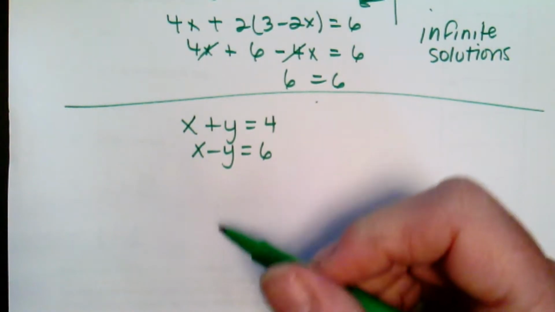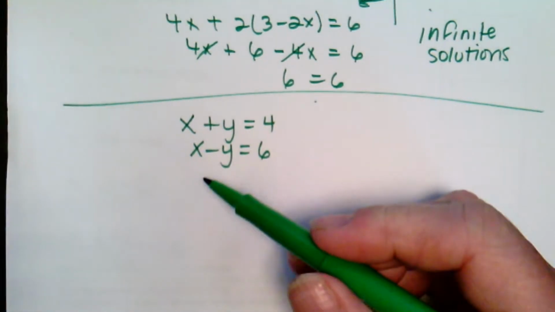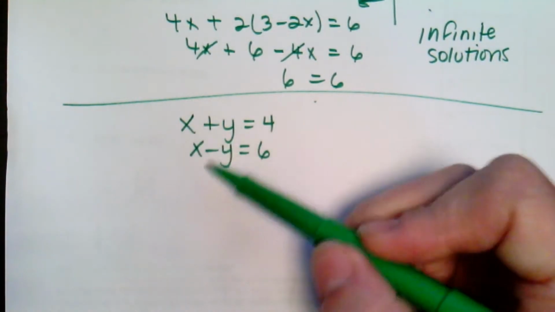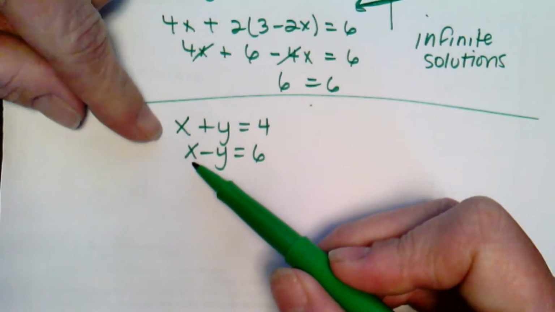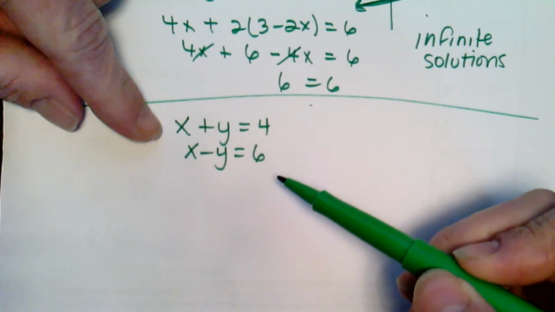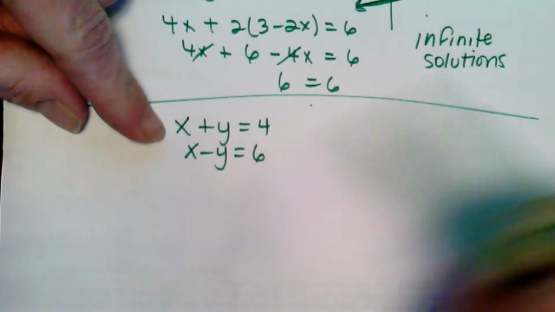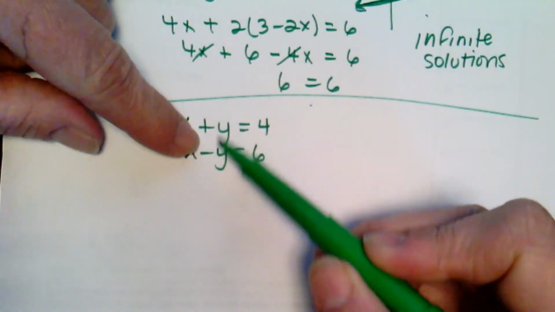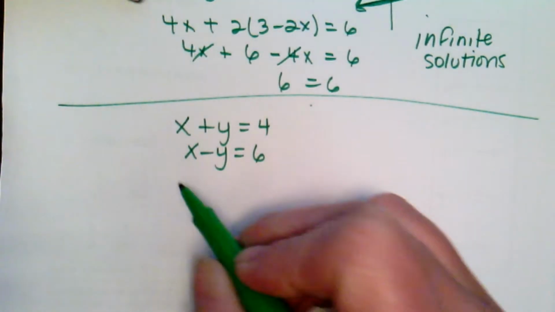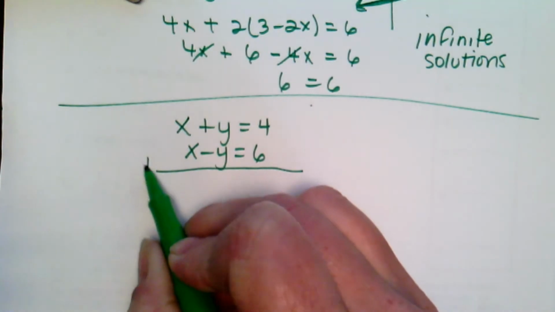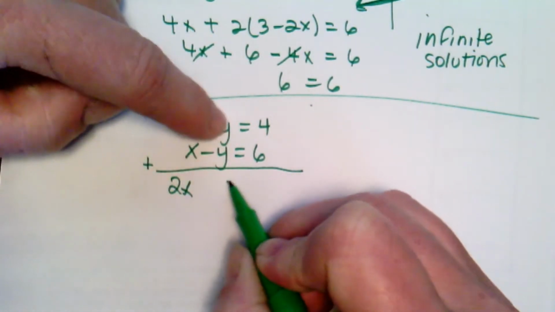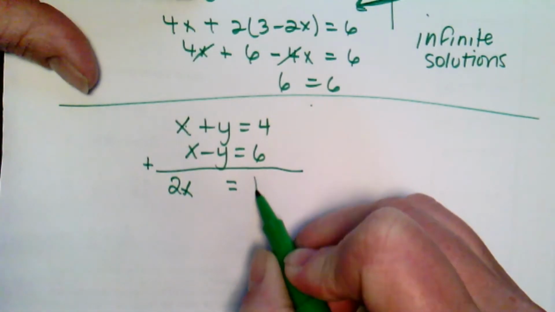Alright, so with the addition method, you're trying to eliminate one of your variables. So that means cancel out. So I'm going to look at what I have. So this one's kind of nice for us. If I was to add these two equations, the y's would cancel out. So that's what I'm going to do. We're going to add these two. So when I have here's two x's, my y's cancel out, and then 4 plus 6 is 10.